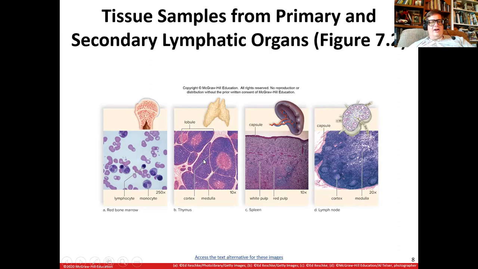All right, the thymus. This is where some of the lymphocytes grow up, and specifically the ones that we call T cells. They mature in the thymus. That's why we call them T cells.